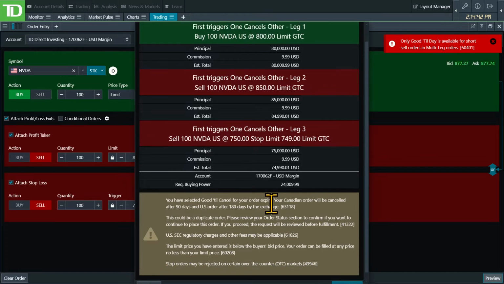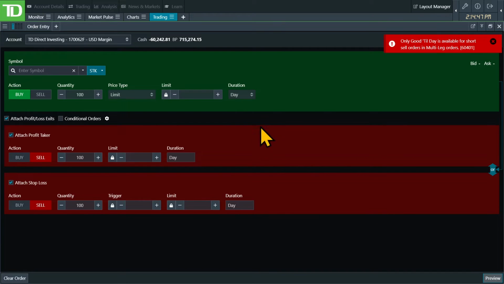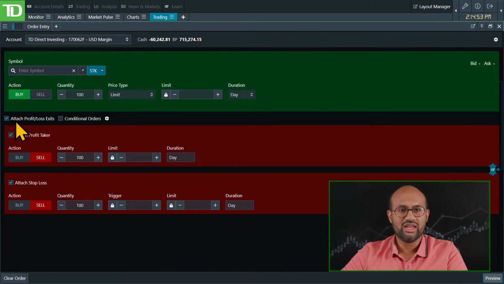Okay. So once we've got this here, we can go ahead and verify this. We'll hit submit order and send that order off there. I'll get rid of the little alert. So that's the attached profit loss taker.